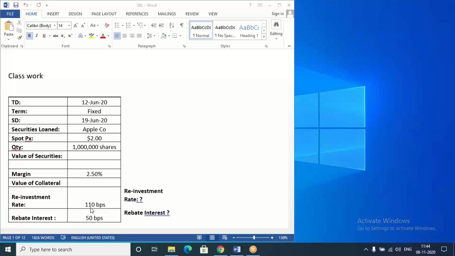The 60 basis points is your reinvestment rate minus the rebate interest. The reinvestment rate is the expected return on which the cash will be invested in the market. Out of that, they have to rebate back the rebate interest to the borrower. They just deduct that from the reinvestment rate, and what remains is the rental fee. Is this clear to everyone?